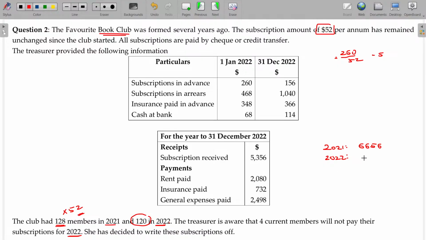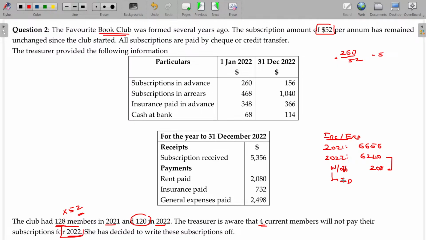This is the income for the period. 6,240 will be the income, the amount transferable to the income and expenditure account. The treasurer is aware that 4 current members will not pay their subscription for 2022. From this we don't recover for 4 members. Per member it is 52, so for 4 members 208 will not be recoverable. So that subscription should be written off, treated as irrecoverable debt.